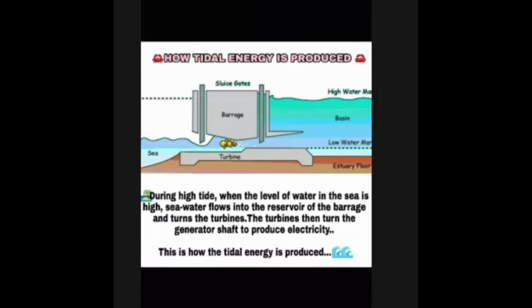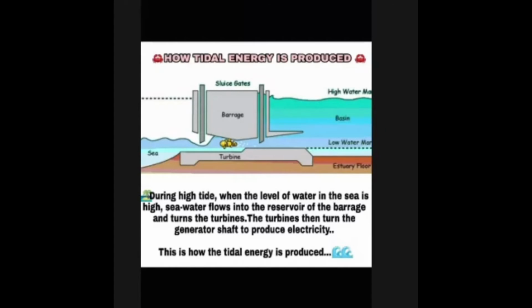During the high tide, when the level of water in the sea increases, the seawater flows into the reservoir of the barrage and turns the turbines. And when these turbines turn, the generator shaft produces electricity. This is how tidal energy is produced.